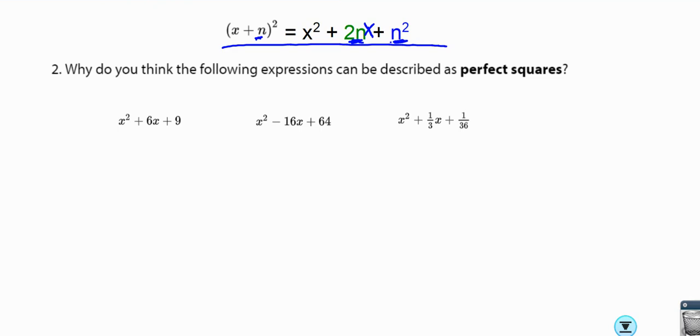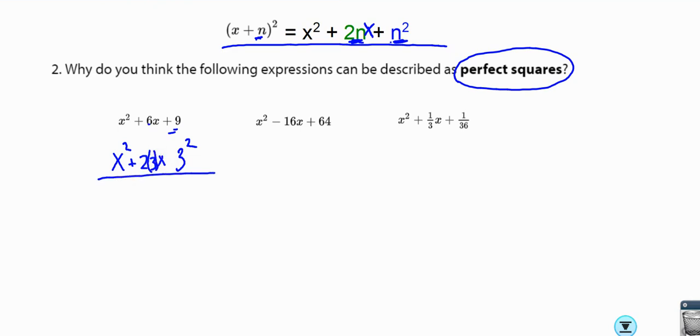So why do you think the following expressions can be described as perfect squares? Well, I see trinomials. The only thing I see squared is this thing right here. Do you see anything else that's squared? Oh, you're right, the 9. Okay, the 9 is 3 squared. So we have x squared, we have 3 squared, and then this is 3 times 2, right? So this is 2 times 3x.